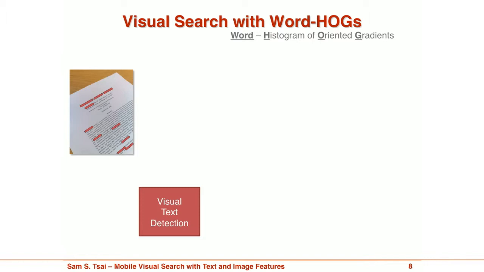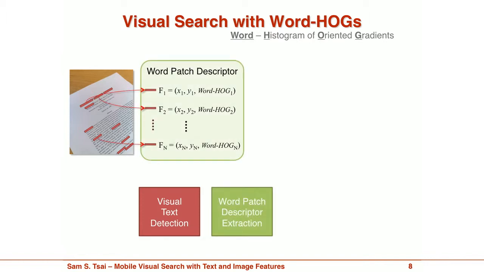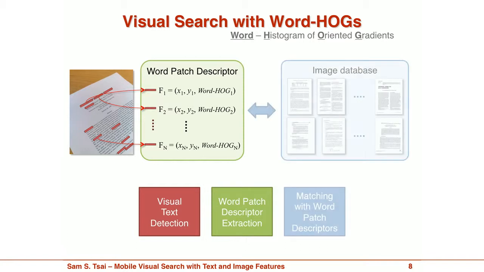On this end, we developed a new type of descriptor called Word-HOGs, which stands for Word Histogram of Oriented Gradients. In this approach, from the detected text regions, we extract the word patch. From the word patches, we extract a Word-HOG descriptor. Then when we want to match it to a large database, we use the Word-HOGs to perform matching.